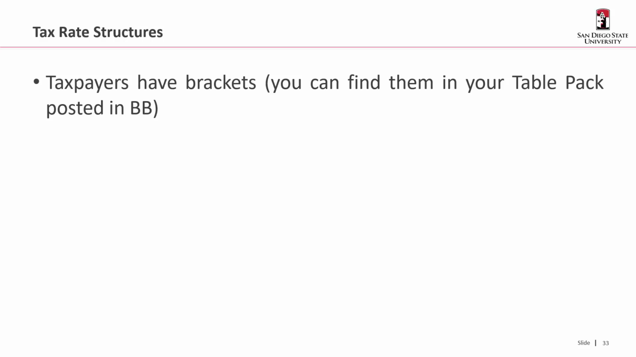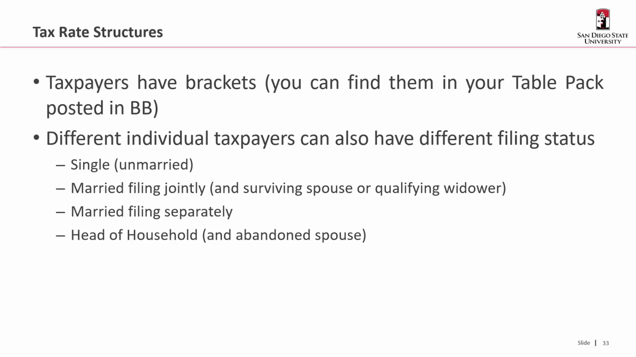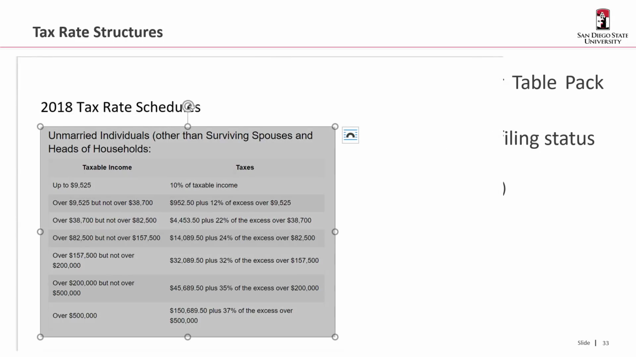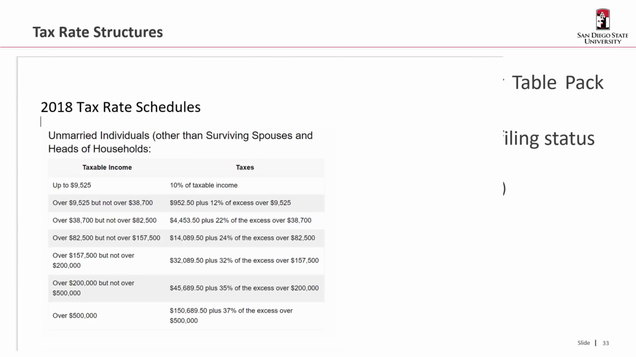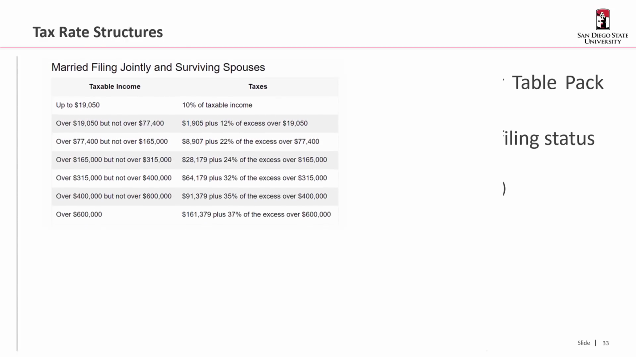All right. All this has led us finally to filing status, although we've discussed some important things along the way. So taxpayers have brackets, right? We know that. You've seen them. They have different brackets where you pay at different rates, right? And if you don't recall those, this would be a good time to take a quick peek at your table pack, because the other thing you're going to see in there is that different taxpayers can also have different filing status.